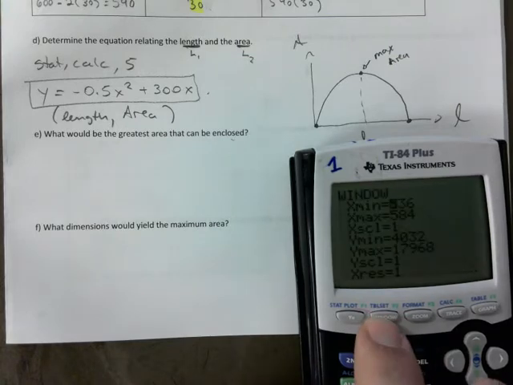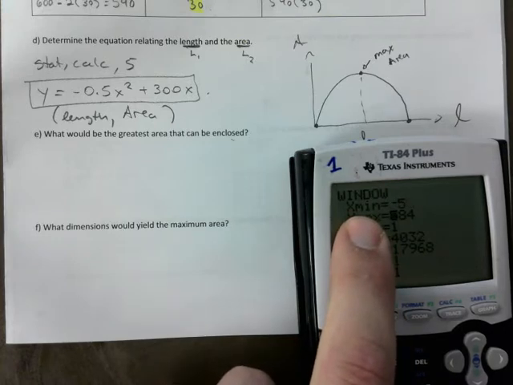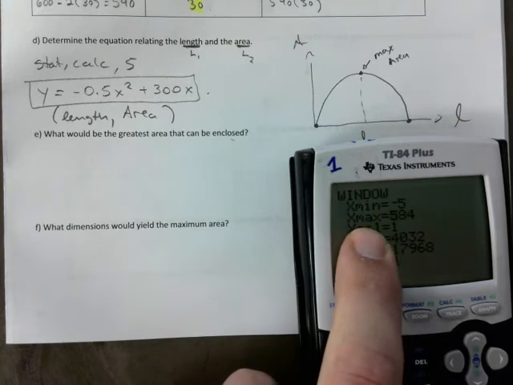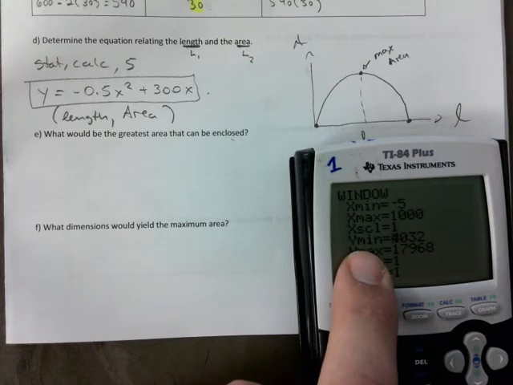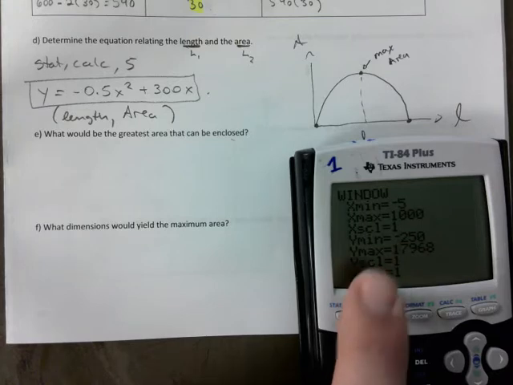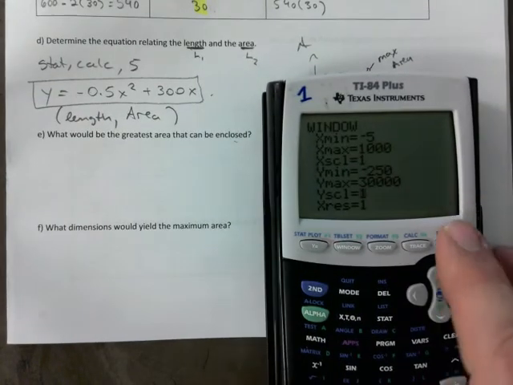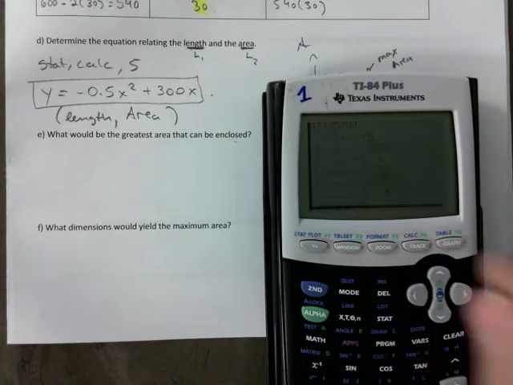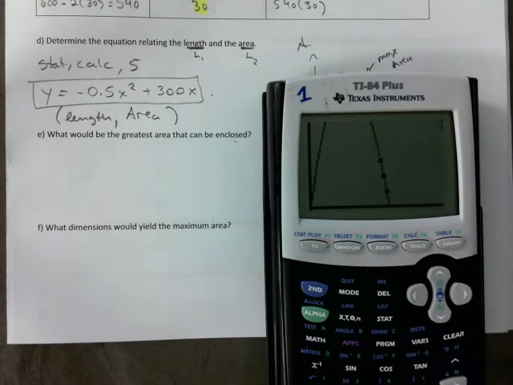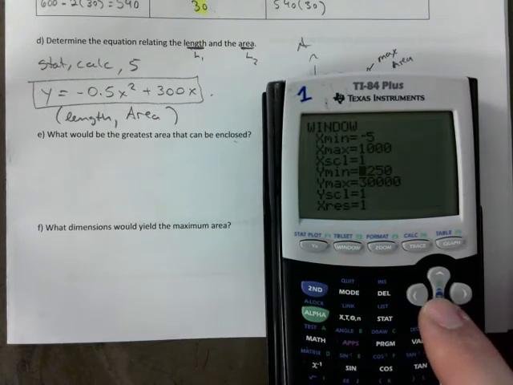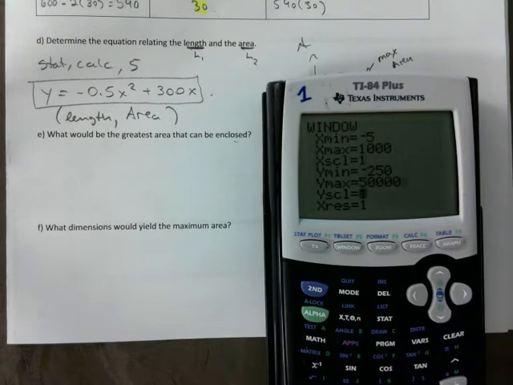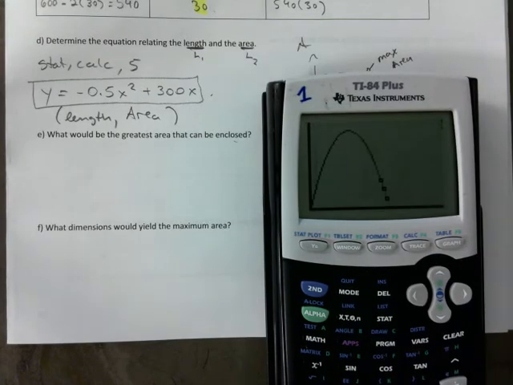So I'm going to go window, change the X min to something negative, right? X max, I couldn't see quite so I'm going to go 1,000. Y min, I'm going to go negative 250 or something like that. Y max, I'm going to go 30,000. And then I will adjust as I need, okay? So if you look at that, hit graph. So not bad. I can't see the vertex, so let's go back to Y max and go 50,000, something like that. And that does it, right?